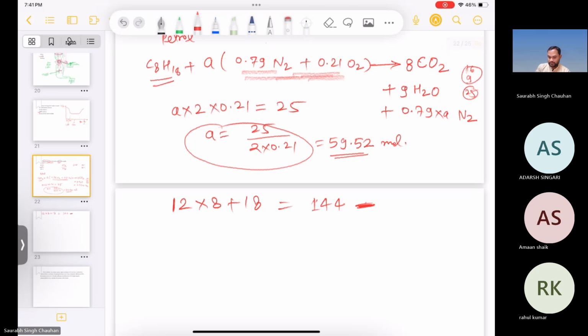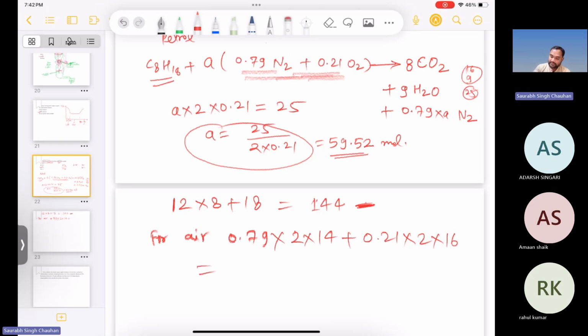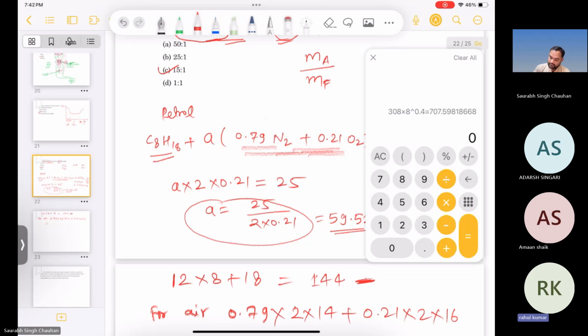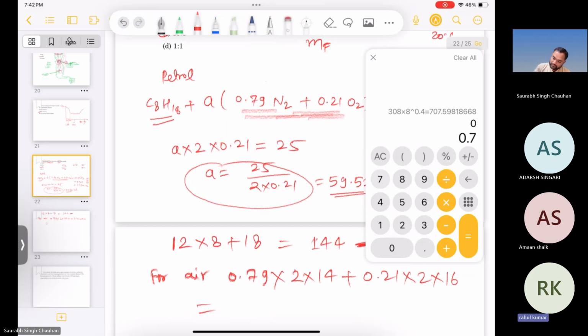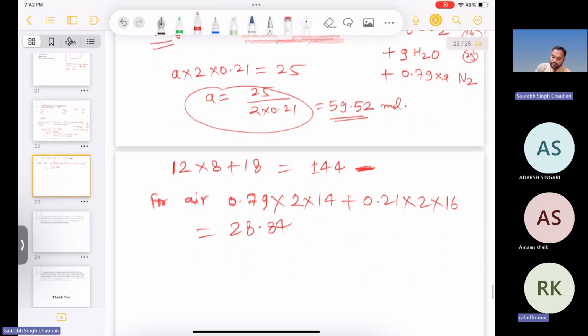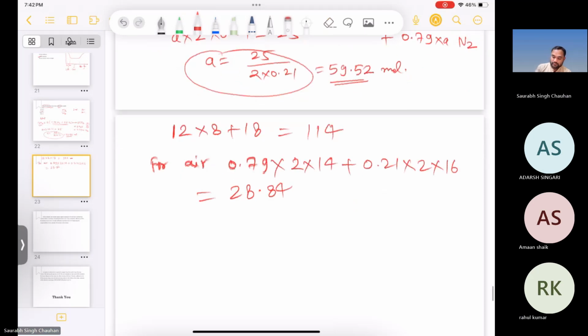And for air, 0.79 multiplied by the molar mass of nitrogen, which is 28, plus 0.21 into 2 into 16. So how much is this? It is 28.84.